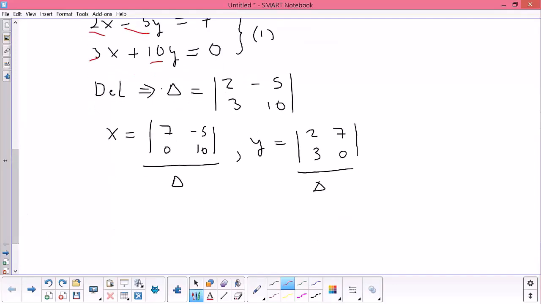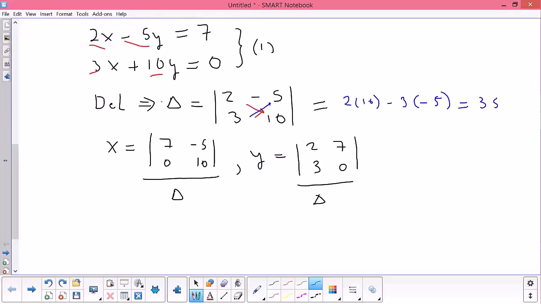If I continue with this, my del is equal to 2 times 10 minus 3 times minus 5. So we have 20 plus 15, and that is equal to 35. Do not forget that this one has a negative sign here.